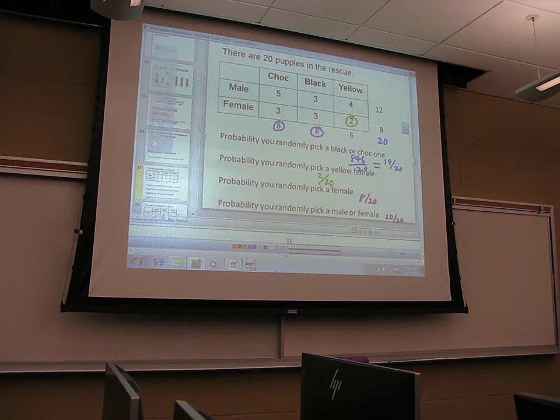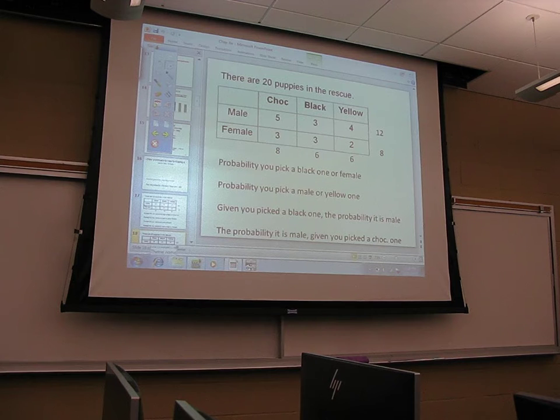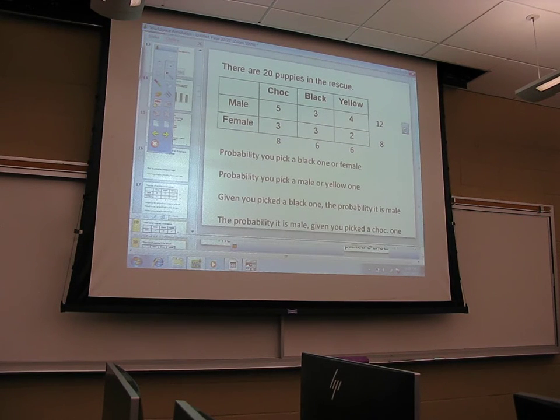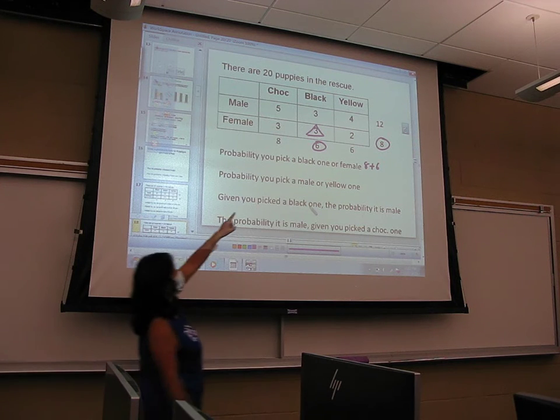Okay, let's take a look at some of these. All right, next one. Probability of picking a black puppy or a female. So, this one, because see, there's 8 females, there's 6 black puppies. So 8 plus 6. But here's the problem. Do you guys see these 3 right here? Everyone look up. See these 3 puppies there?